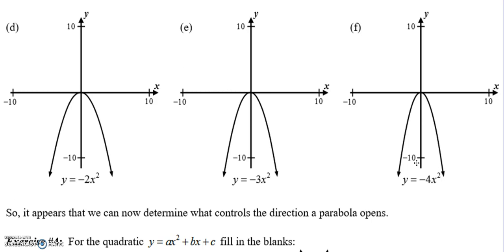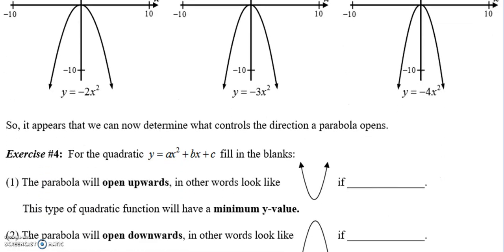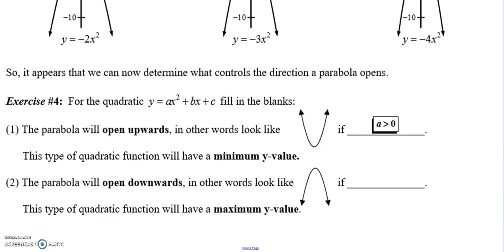All right, so what we noticed is that if we have a parabola, the parabola will open upwards, in other words look like this, if what? If this leading coefficient is positive, and positive numbers are obviously greater than 0. So if your a coefficient, your leading coefficient, is greater than 0, your graph is going to open upwards. If it opens downwards, looks like this, we know the leading coefficient should be negative, or less than 0.